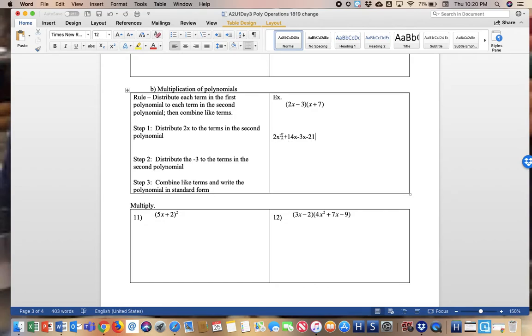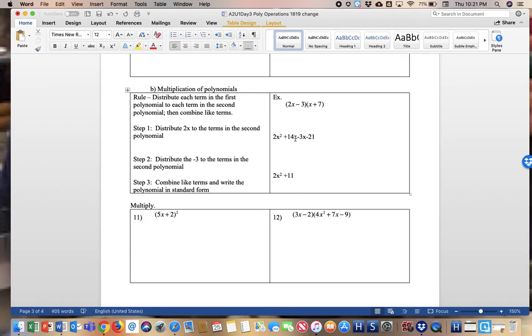So the highest exponent value I see is the x squared. So I see 2x squared. I don't see anything else that has that x squared value. So really, this value has no like terms. So in that case, we can go ahead and just put that as part of our answer. Okay, next, we're going to look for our next exponent, which is x to the first. In this case, we have 14x minus 3x. Those are like terms because they have the same variable with that same implied exponent of 1. So 14 minus 3 is going to give us a positive 11.